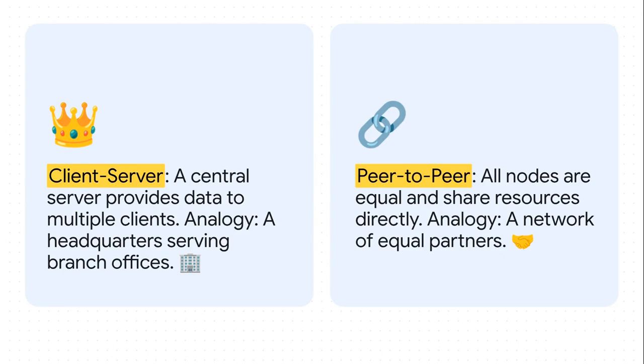On one hand, you've got the classic client-server model. This is your traditional top-down company. There's a big central headquarters, that's the server, which has all the data and power, and then you have all the branch offices, the clients, who have to ask the headquarters for everything they need.